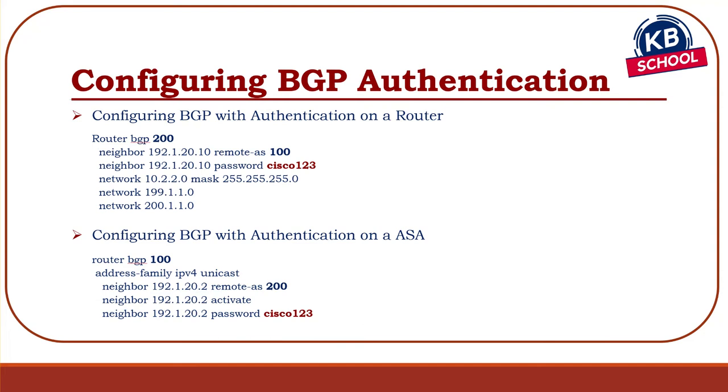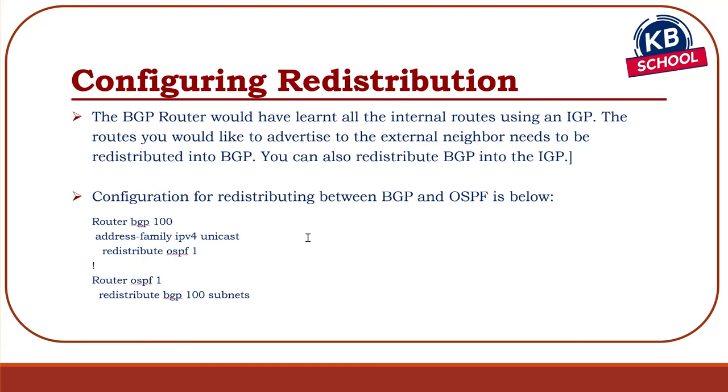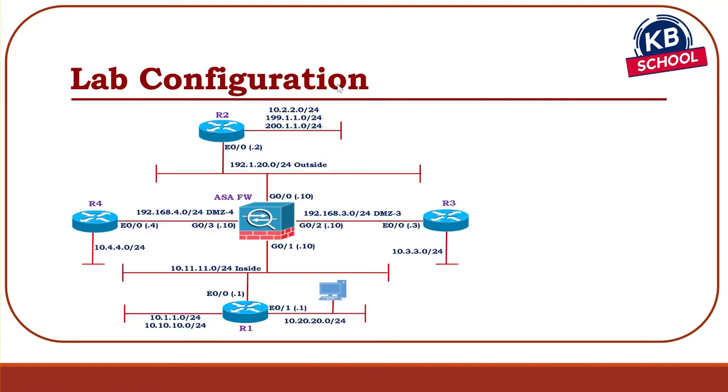Now the redistribution part of it. I would have run some type of IGP in my internal network. So what I want to do is take those routes that I've learned in my IGP. In my case, let me go to my diagram over here. I am still running OSPF over here, over here, and over here. So I would learn all these routes as OSPF.